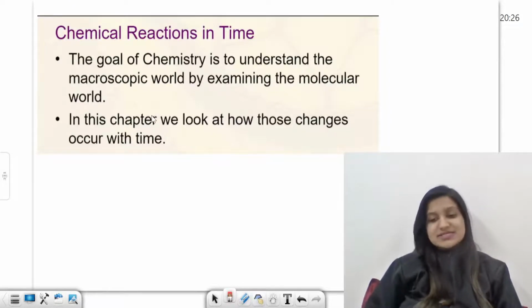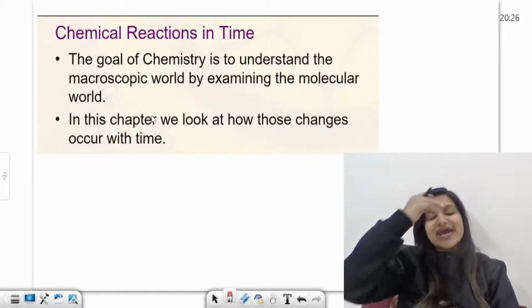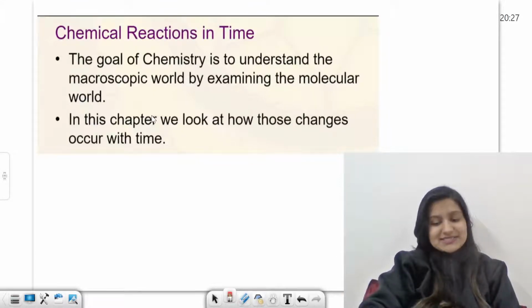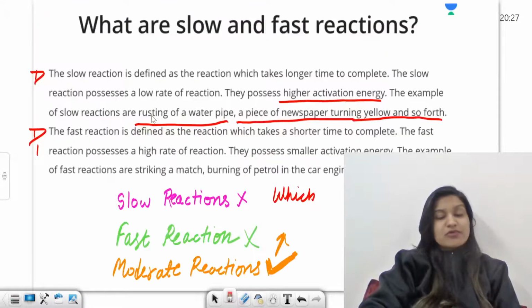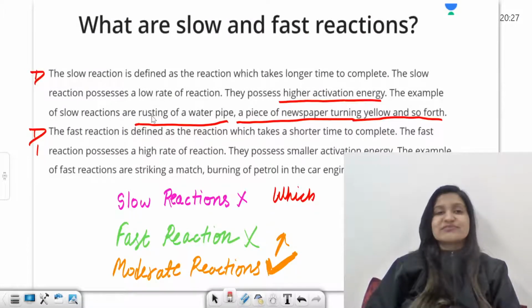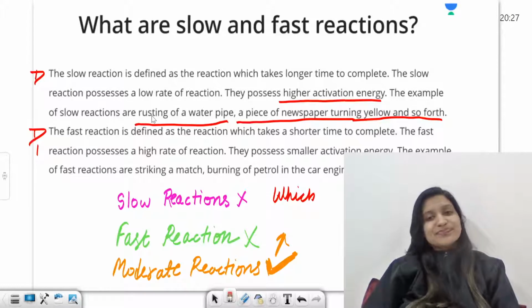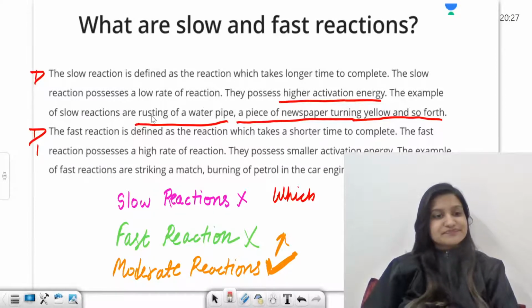So since now we have studied what a chemical reaction is, what is chemical kinetics, what are its applications, slow reactions and fast reactions, okay?